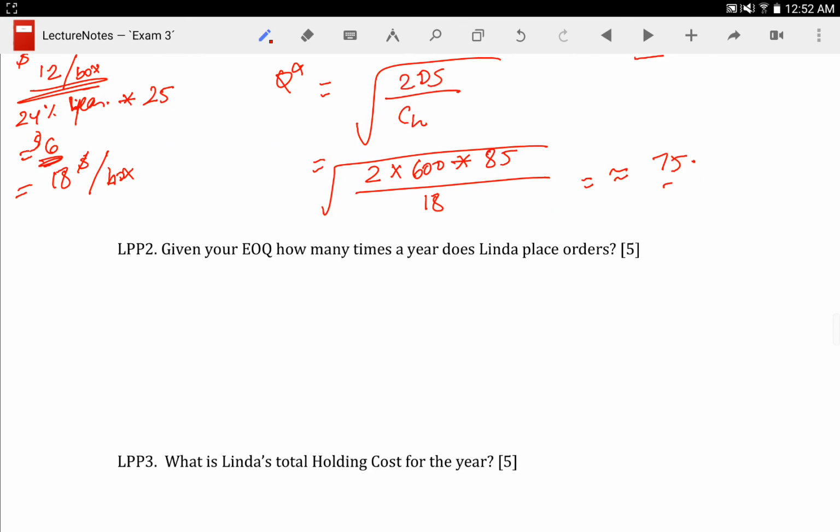All right, given your EOQ, how many times do you have to order? Well, you're going to have to order 600 a year. If every time you order 75, it comes out to be about 8, right?